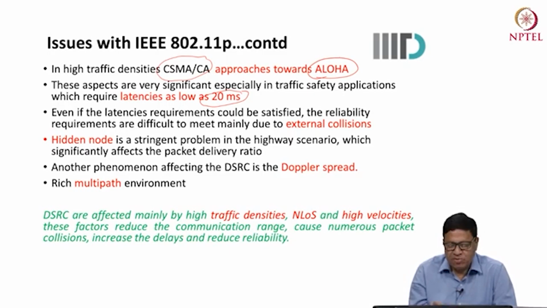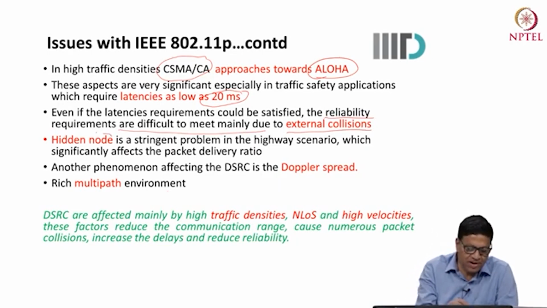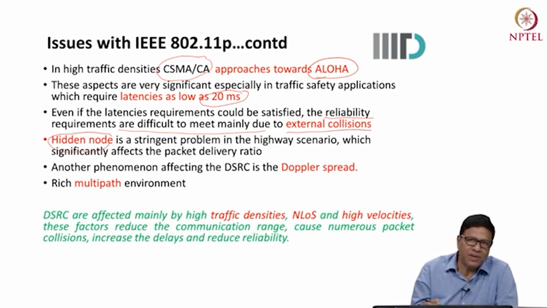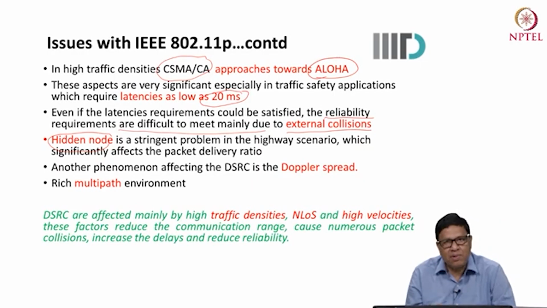Even if the latency requirements are met or satisfied, the reliability requirements are difficult to meet because some external collisions are happening. There could be an issue of hidden node. There may be some vehicle which is not accessible to any other vehicle, so you don't get a picture of that particular vehicle. So the problem of hidden node needs to be tackled.